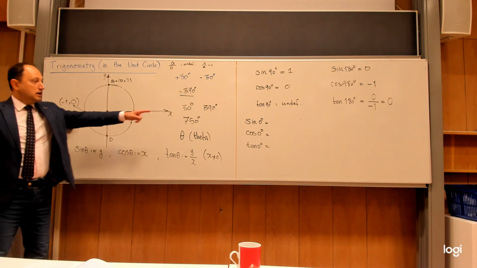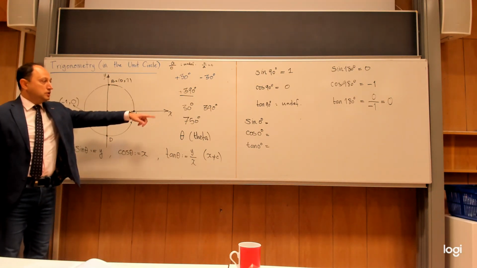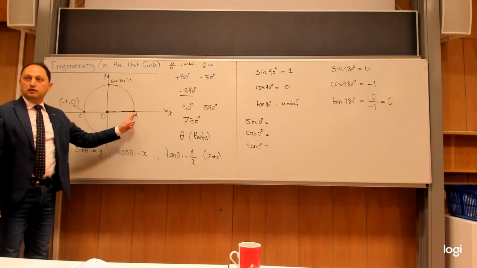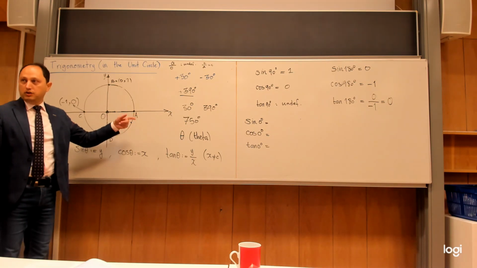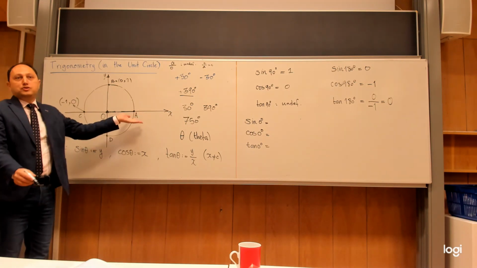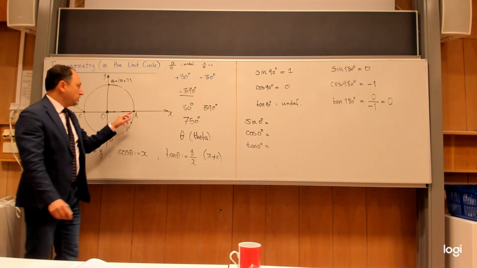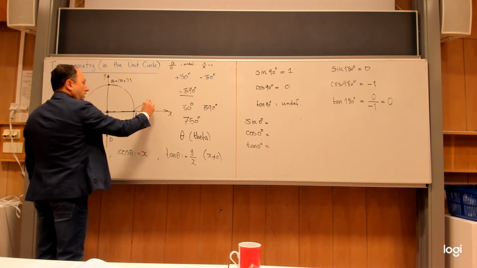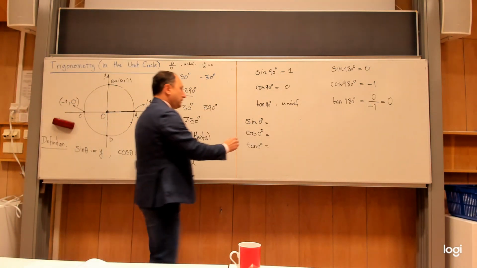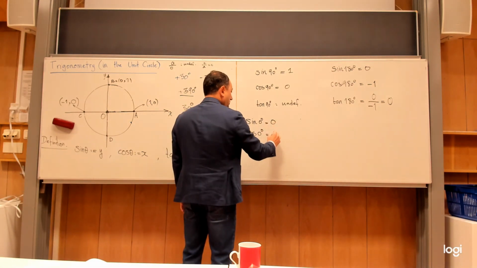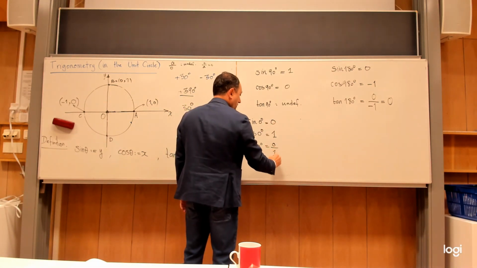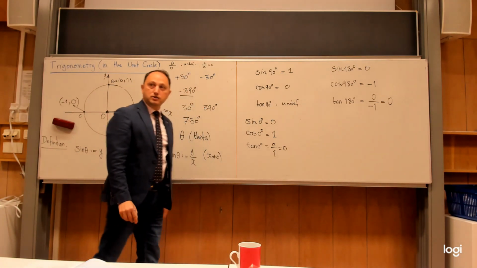So how did you come to this conclusion? Because what matters are the coordinates of A. Do you agree? Because the final point and the initial point are the same for 0. So what are the coordinates of A? 1 and 0. So the y-coordinate is 0, and I divide 0 over 1, which is 0. So that is tangent of 0.